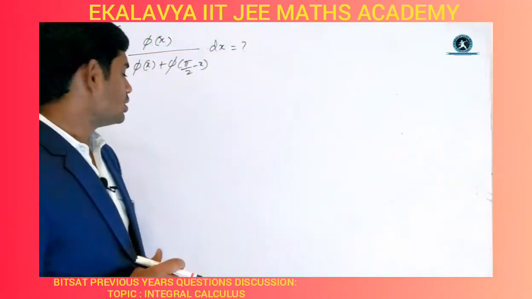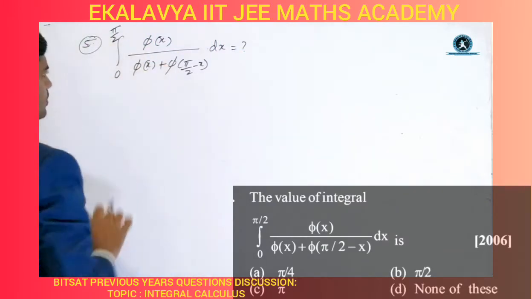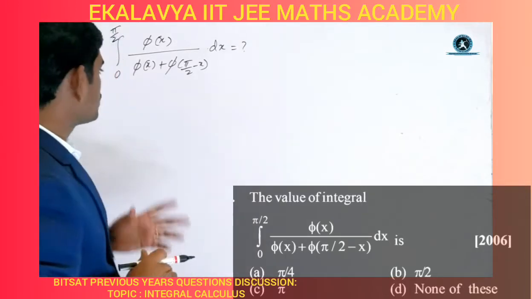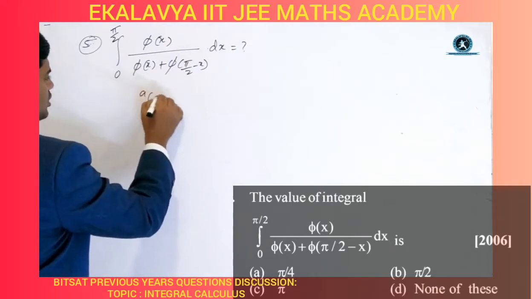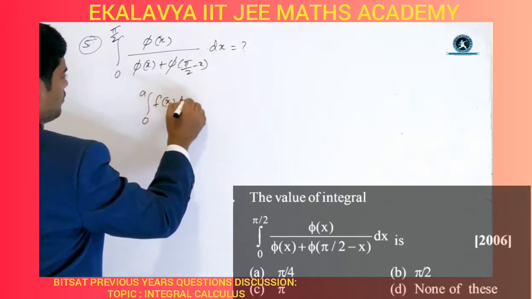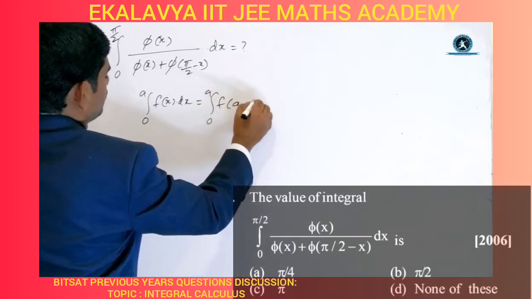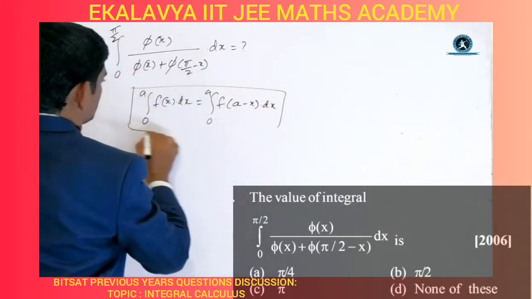Next question is the integration from 0 to pi by 2 of (f(x)) upon f(x) plus f(pi by 2 minus x) dx is equal to dash. So how can we solve this one now? I am going to use one property here: integration of 0 to a f of x dx is equal to integration of 0 to a f of a minus x dx. I am using this property here.